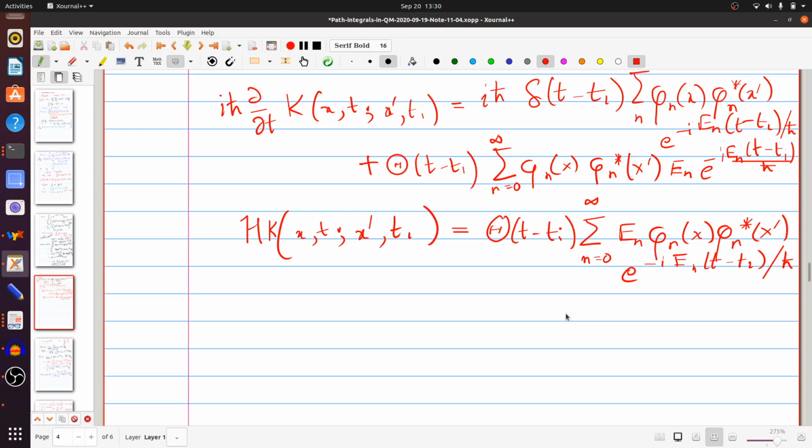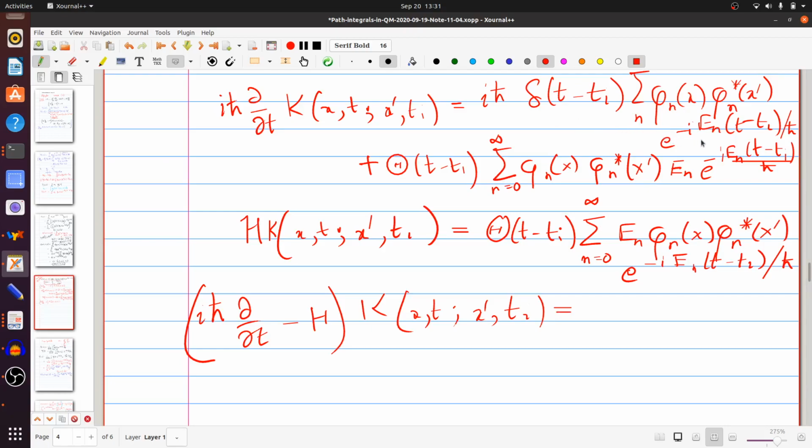So you should realize that when the Hamiltonian acts on the propagator, the term that you get is exactly the same as the second term that you obtained when iħ ∂/∂t was acting on the propagator. For the ∂/∂t, the E_n term came from the exponential. When the Hamiltonian was acting, the E_n term came from φ_n, but ultimately they give you the same term. So when you subtract the two, that is when you apply iħ ∂/∂t minus the Hamiltonian on K(x, t; x', t_i), the result is only the first term here.